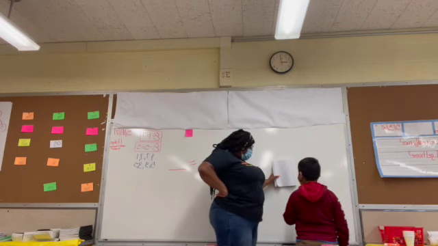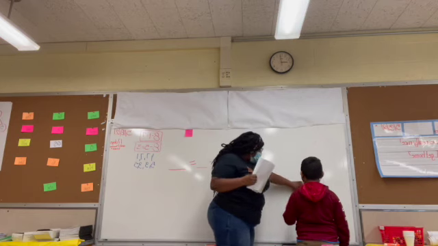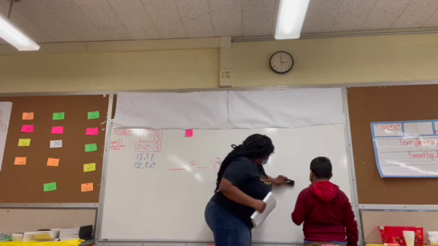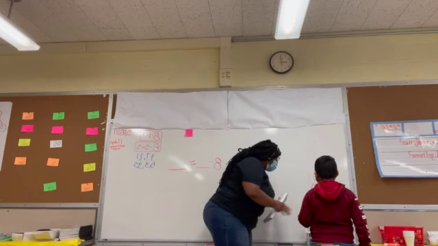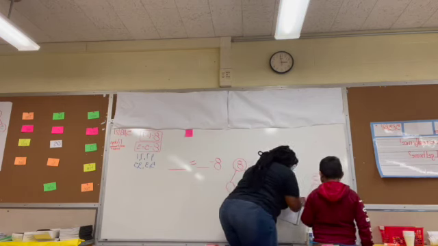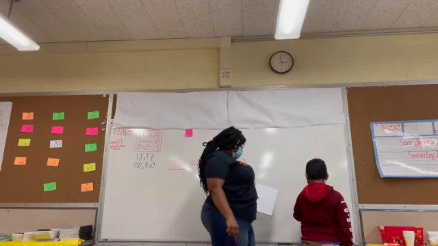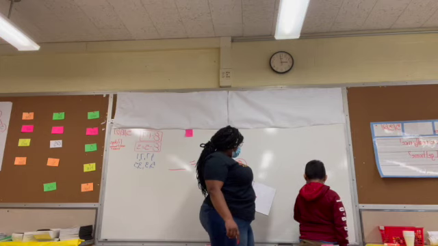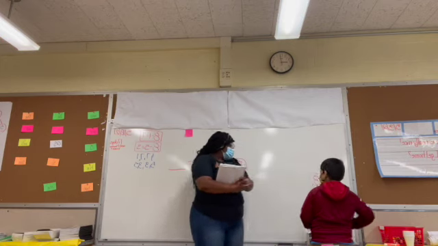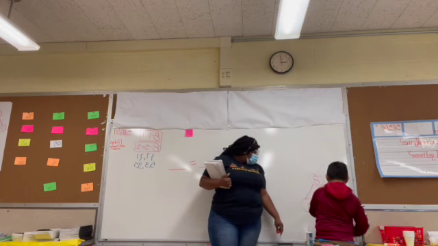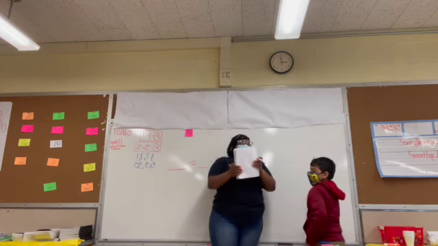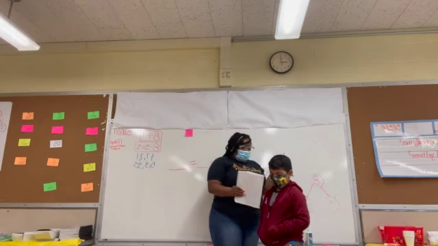Where would you write the part numbers? On this number bond, where would you write the part numbers, Christopher? This is your number bond. Just how you did it in your book, you put the same thing on the board. Very good. Do the other side. Very well. Okay. Everybody say, good job, Christopher. Good job, Christopher.